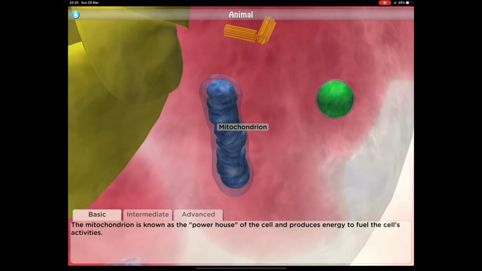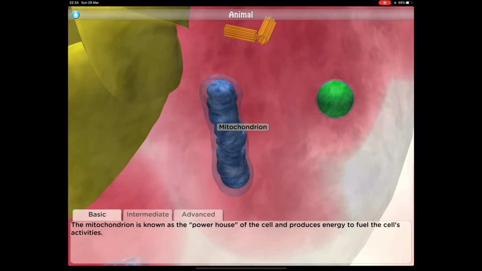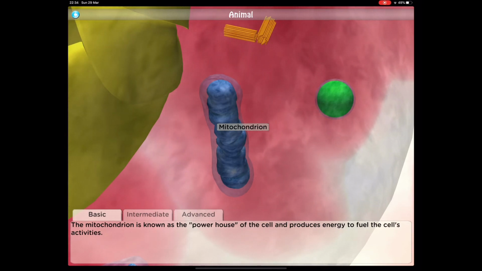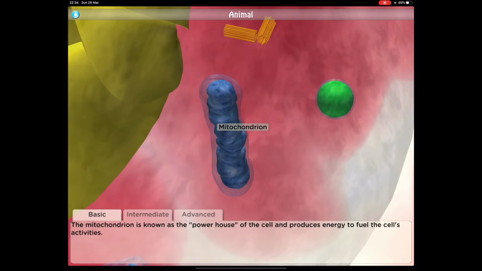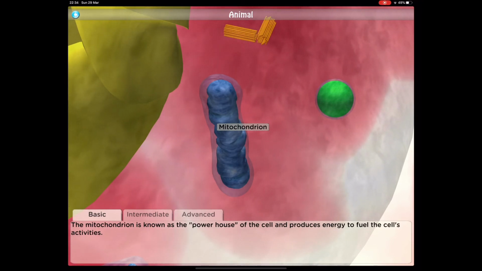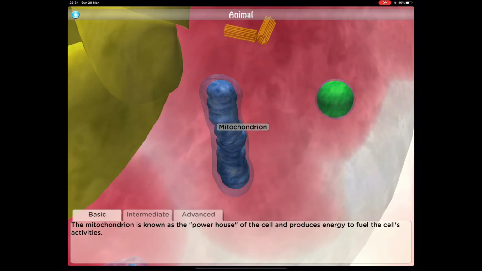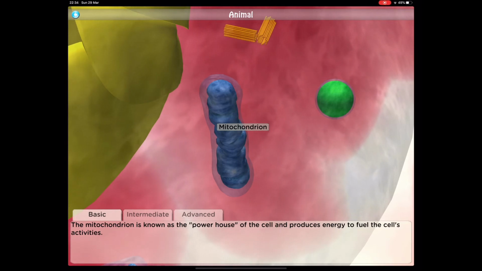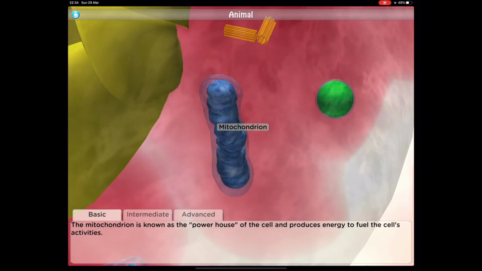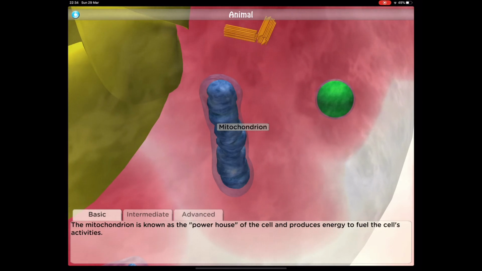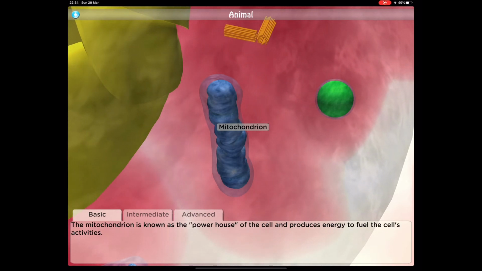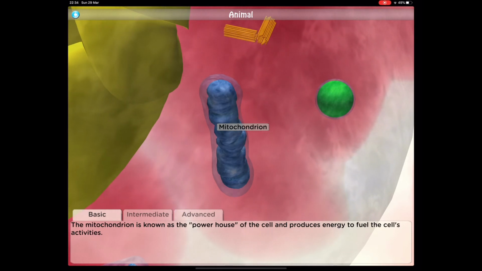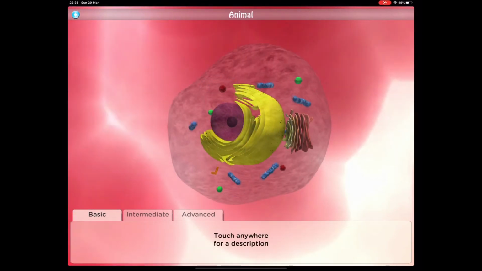Now, here it says a mitochondrion is known as a powerhouse of the cell and produces energy to fuel the cell's activities. And in your note, I want you just to put down that mitochondrion as being the powerhouse of the cell. Now, this is important because of ATP and it's linked to the respiration of a cell. Okay, so the mitochondrion, known as the powerhouse of the cell, produces energy to fuel the cell's activities. So that was a mitochondria.